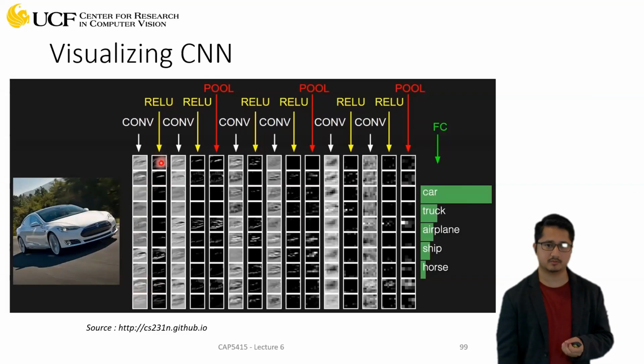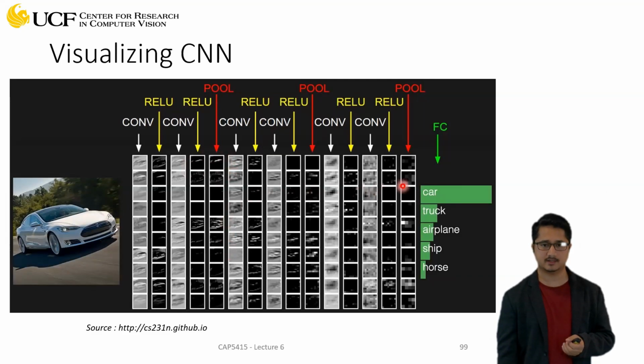And then again, these activation maps will go to the next layer, and again you will get a different set of activations. After each conv, when you apply the ReLU, you are just clipping off the negative values. The pooling operation is just trying to reduce the resolution of your activation maps.